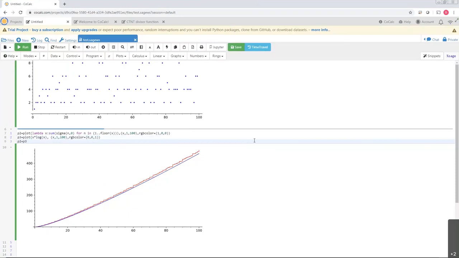All right. So hopefully you can see enough detail on my screen here. We have this nice smooth blue curve, which is x times log x. And it looks really, really close to this red stair step curve, which is the sum of the number of divisors of n for n less than or equal to x.